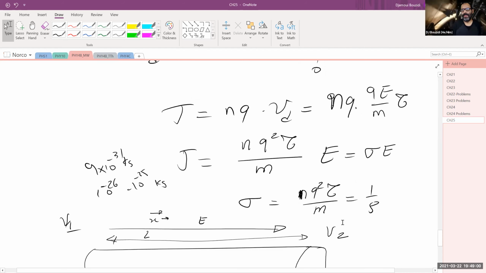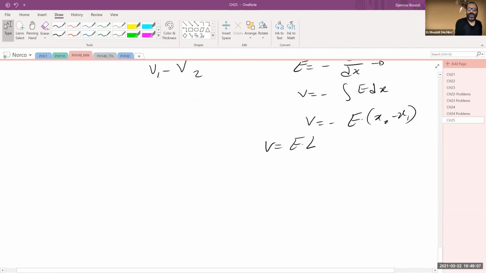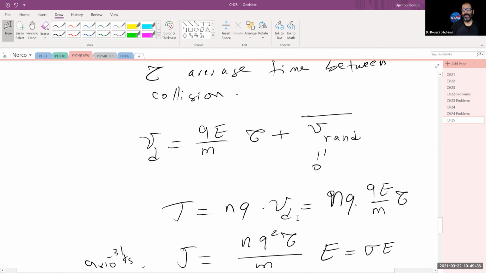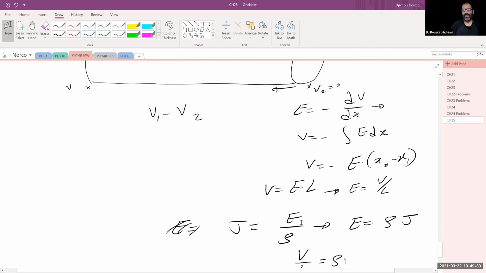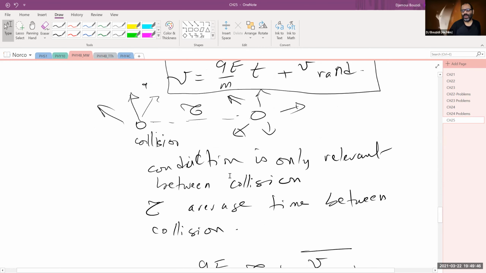And if I go back to the current density in here, written in terms of rho, J is equal to E over rho. So that means that E is equal to rho J. And E, I just argued to be V over L. So here we have V over L equals rho times J. And J is equal to I over A, where we define J as I over A.